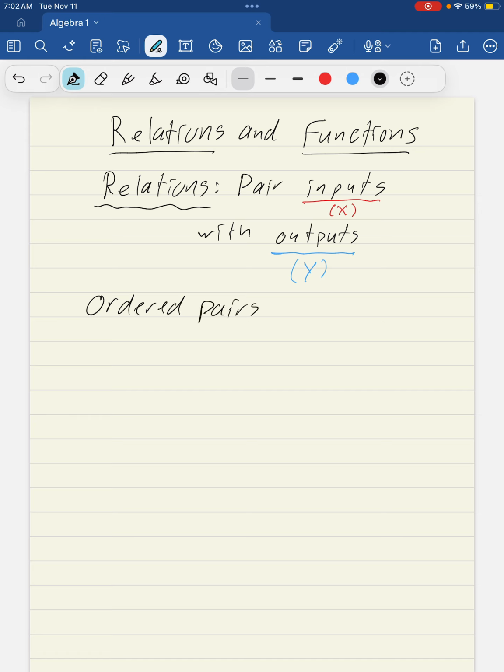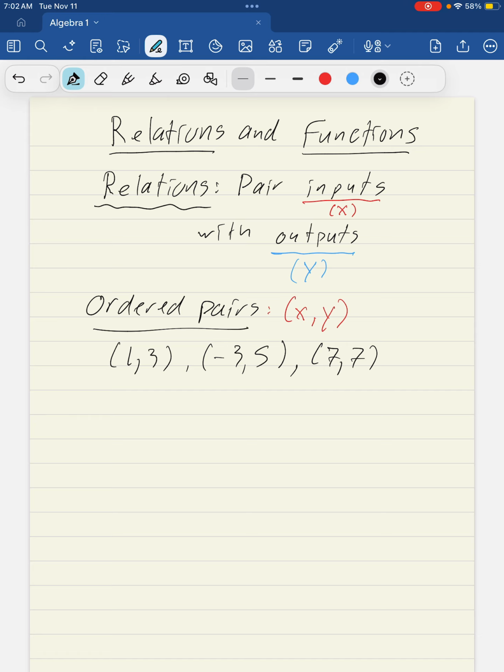You might have seen these in the past. They are usually written in an x, y format. As an example, you might have something like 1, 3, negative 3, 5, just anything like this. 7, 7. There you go. Those are some examples of ordered pairs. Now, these relations can be written multiple ways.